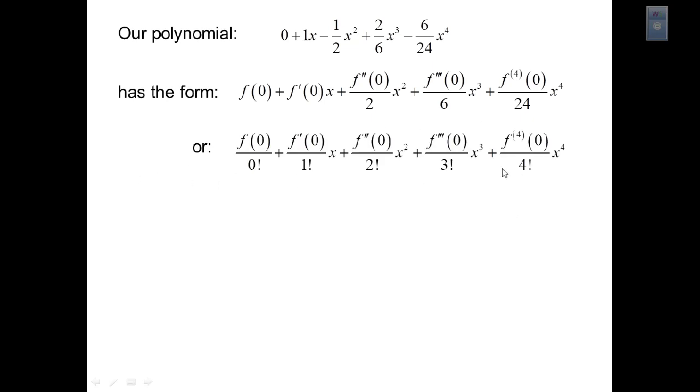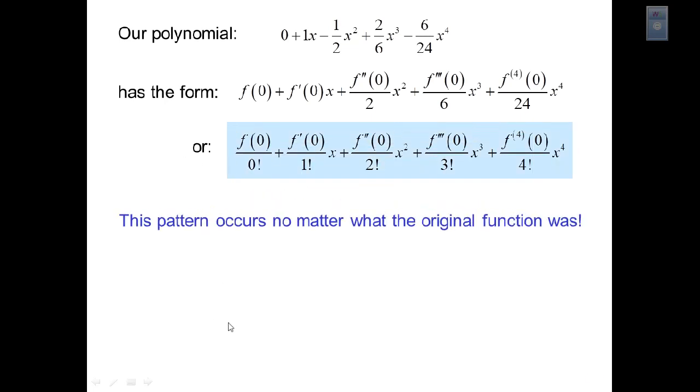All right, and here is the other way, which is the way we talked about with the factorials on the bottom. Now, this pattern occurs no matter what the original function was. So if you've got any type of function that you want to approximate, you can approximate it with a polynomial using this pattern right here. And this pattern not only goes this far, but it continues on. If you wanted a 7th or an 8th degree polynomial, you just continue on and take the derivative over and over again. So this is the pattern.